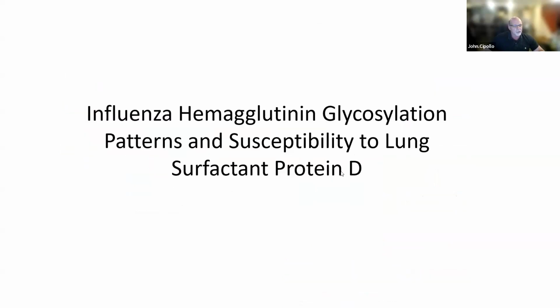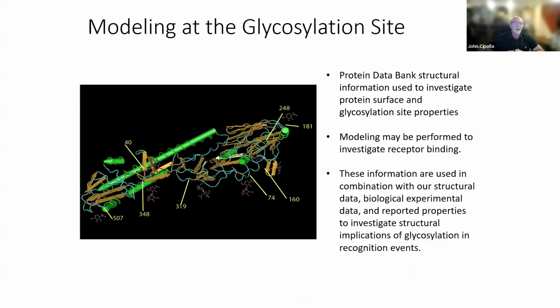Okay, so now I'm going to get into one of our main stories: influenza hemagglutinin glycosylation and pattern susceptibility to lung surfactant SPD. Modeling and glycosylation sites: going into the PDB database, there is a rich amount of data available where you can look at the X-ray crystal and other forms of structural characterization that give you the molecular presentation of these antigen proteins.